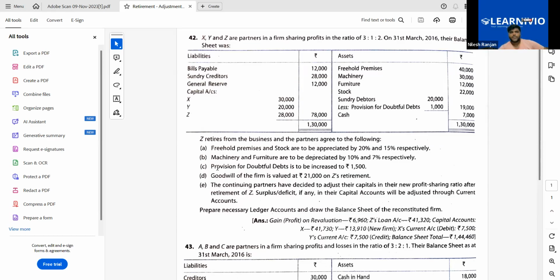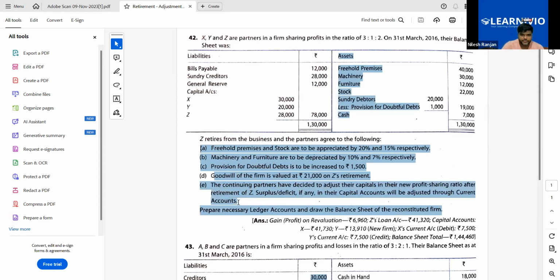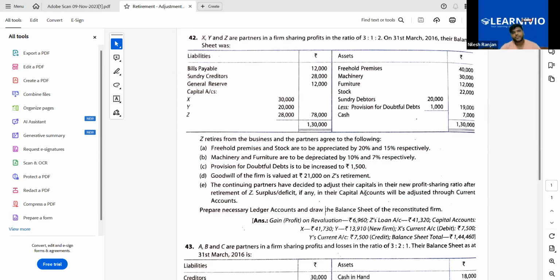Yes, sir. Okay. Now, in this case, if you read any of the adjustments up to this point, there is no new capital given. The first point was freehold premises, stock, machinery and furniture, and a provision for doubtful debts. Goodwill of the firm is valued at 21,000 on Jet's retirement. The continuing partners have decided to adjust their capital in the new profit sharing ratio after retirement of Jet. Surplus or deficit, if any, in their capital account will be adjusted through current account, not in cash account. So in this portion, the new capital of the firm is not given.